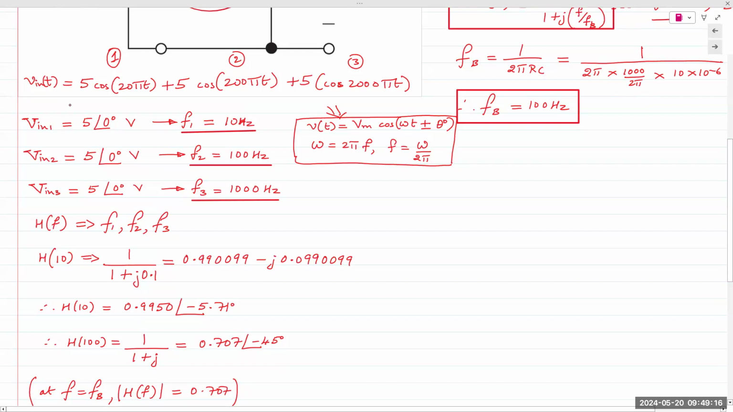The V in of t, yeah, that is given to us. So the problems, yes. V in of t is given in the circuit diagram, and we are simply asked to find V out of t. Any other questions?